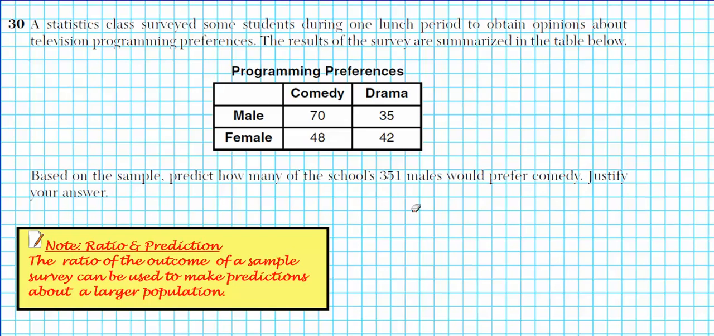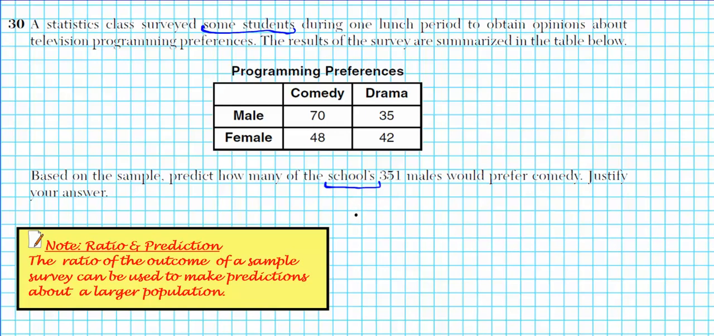Okay, so in this situation here, we have some students that were surveyed, and we're going to use the results to make generalizations as to what's going to happen to the entire school. We're focusing mainly on the males here. All right, so the formula we're going to be using is the ratio. We're focusing on comedy preferences.